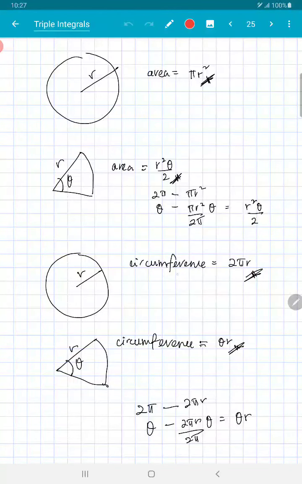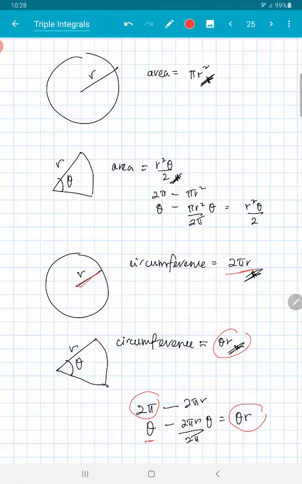From high school, if you have a circle of radius r, the circumference would be 2 pi r. But if you only want part of the circumference, let's say the radius is still r, but instead of the whole circle we have the angle theta. The circumference would be equal to theta r, the angle times the radius. If it's the whole circle, the angle is 2 pi and the circumference is 2 pi r. So if the angle is theta, we have 2 pi r over 2 pi times theta, which gives you theta r.